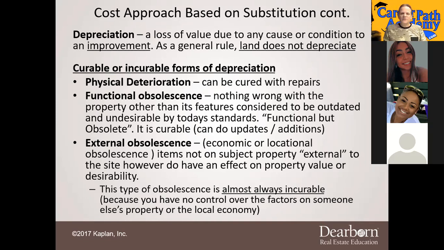External obsolescence, on the other hand, what does external mean? It means outside, not just outside the property. So something that's not on the property that affects its value. This is why it also goes by the term economic or locational obsolescence. Can the local economy affect the value of your property? Yes, absolutely can. What are the politicians doing?